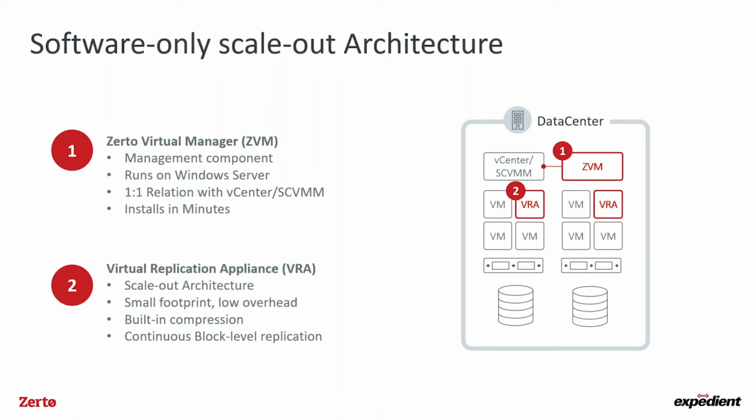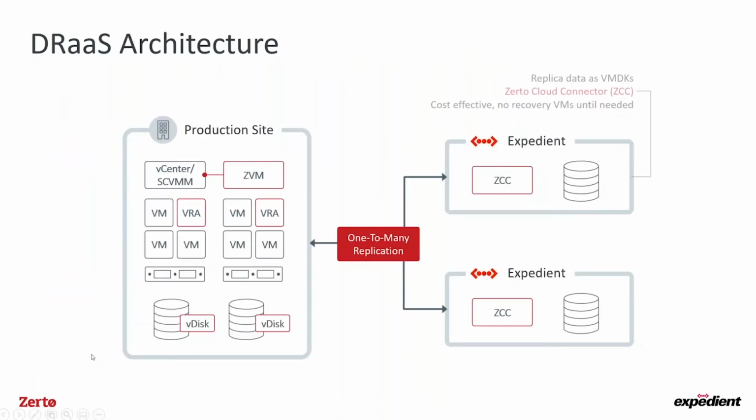Now, as soon as that one is up and running, you'll install a second component, which we call the Virtual Replication Appliance, and this is the true scale-out piece of our solution. The Virtual Replication Appliance is responsible for all the continuous block-level replication. It has built-in compression. It's a really small VM, like 1 vCPU and 3 GB of memory by default. So that's really low from an overhead perspective. And that's what you install on each and every hypervisor host you have in your environment. And that's how we scale. So we can scale large environments, small environments.